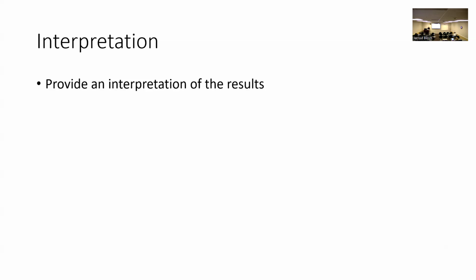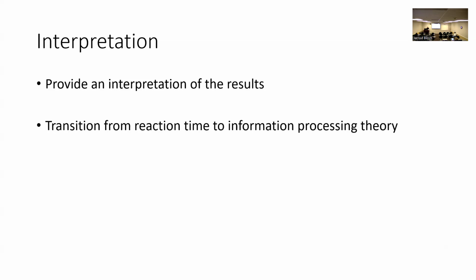Okay, interpretation. So APA doesn't say too much else here: provide an interpretation of the results. Now let me try to explain that in a different way. So in the results, you're talking about reaction time, mean, standard deviation. That's the results. The interpretation means we need to transition from results, reaction time, to what does that mean? And reaction time, that's what we're quantifying, but remember what we're inferring is information processing, cognitive psychology. What is happening in the mind? So in the discussion, the way we interpret is we use cognitive psychology theory.